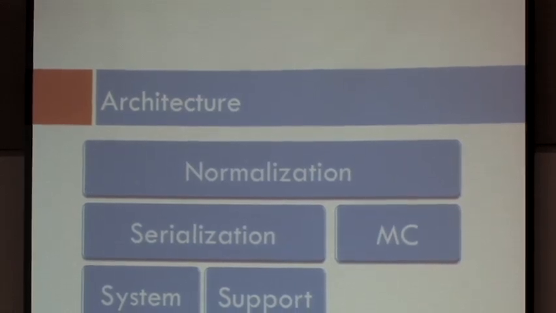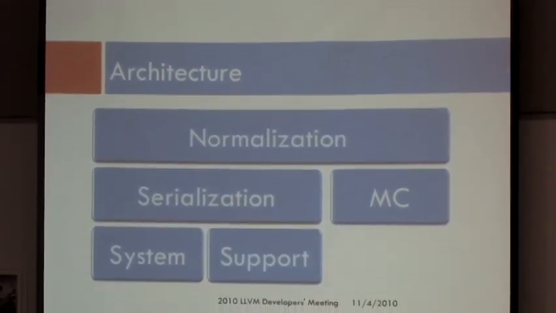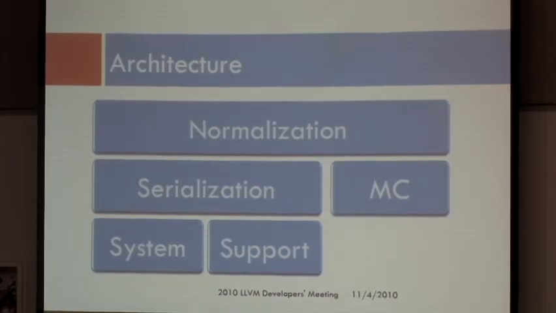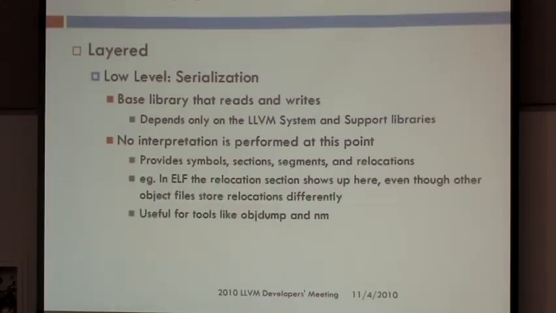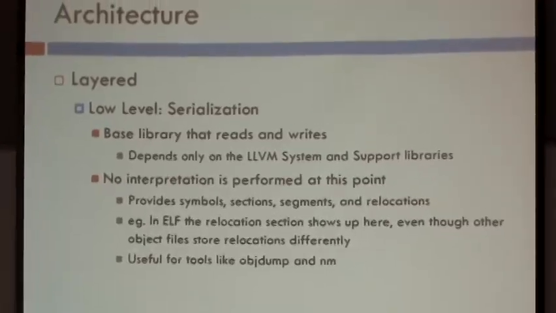So I decided on really a two-level architecture, because there are two main parts. There's the serialization, which just does the reading and writing of symbols, relocations, sections, and segments. And then normalization, which provides a common API for all the different formats and platforms, which also uses MC for doing stuff such as disassembly and relaxation. So the low-level base library that reads and writes everything depends only on the LLVM system and support libraries, and no interpretation is performed at this point.